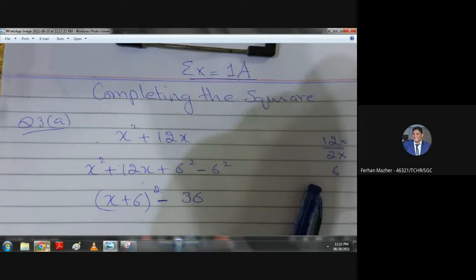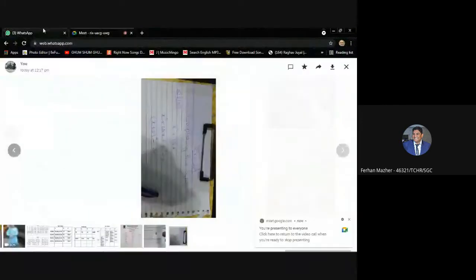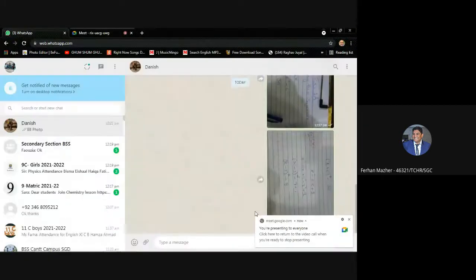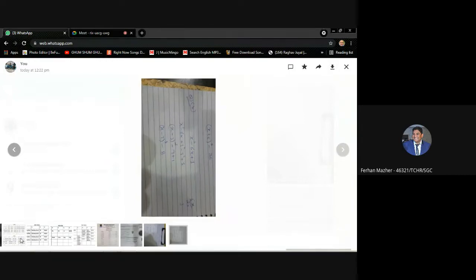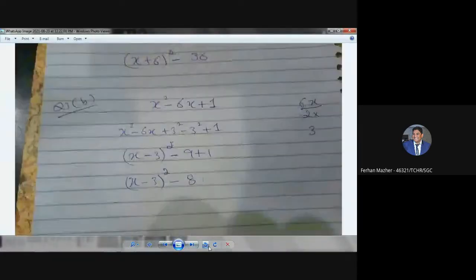We will have another question, the B part. This question is exactly the same kind of question, and let me show. Okay. So hopefully this is now showing up on your screen. This is the next part, question number 3B part. Here you can see that x square minus 6x plus 1 is a quadratic expression, and they want you to represent it in that given shape.